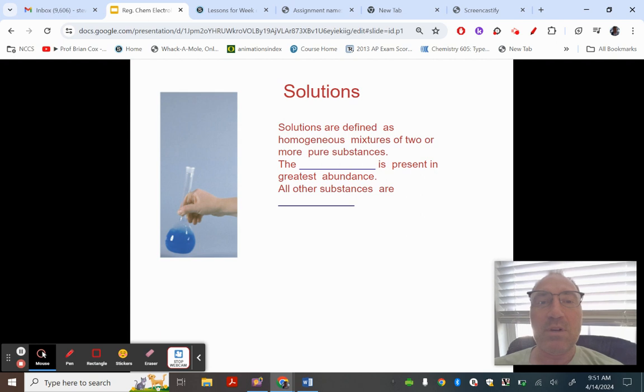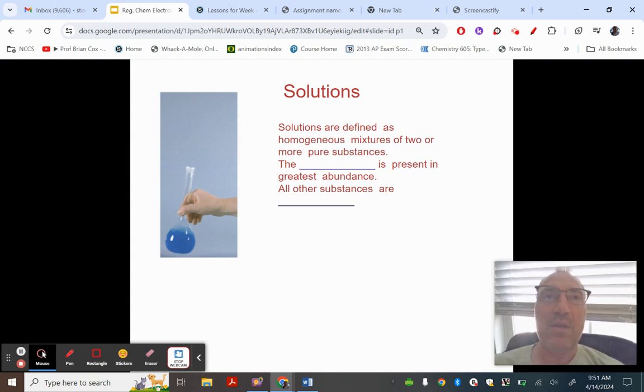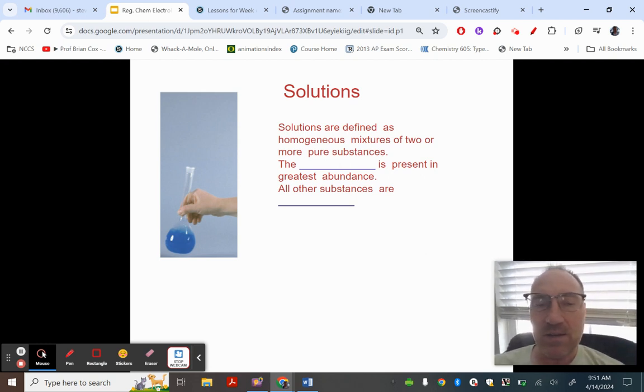All right. So, anyways, today we're going to start solutions. This unit is much easier. There's much less math than the previous one. There's just a bunch of terms, a little bit of math, like all chemistry, and it should be super good.